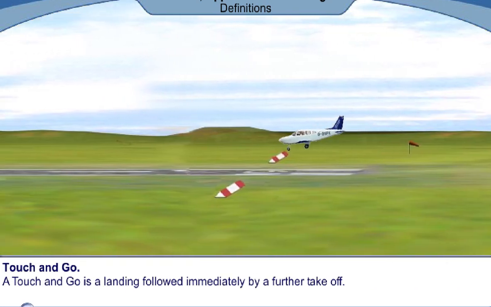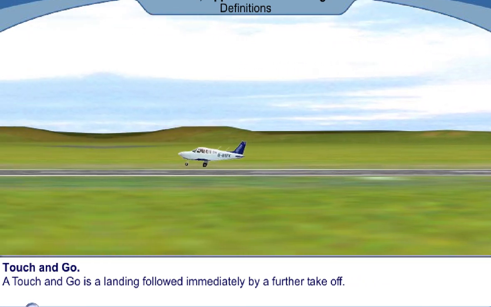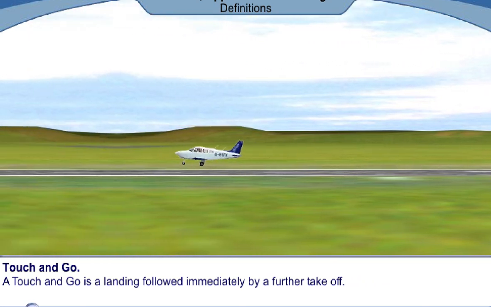In order to practice as many landings as possible in a given time, we use the touch-and-go landing. Instead of stopping the aircraft on the runway after landing, we open up to full power and carry out another takeoff. Another term for this is the roller landing.